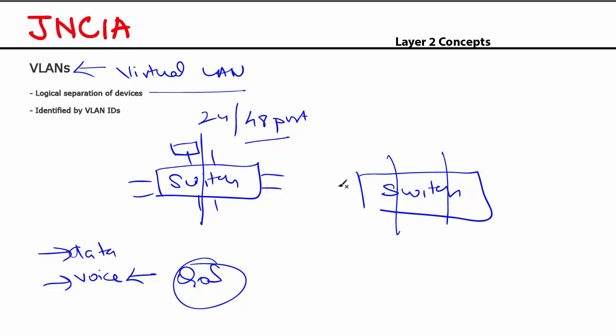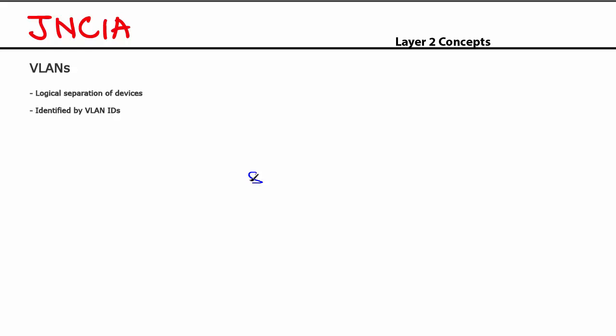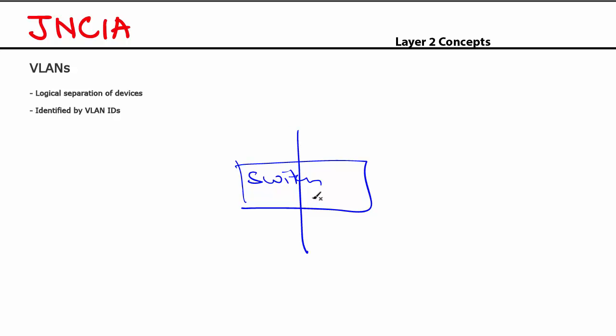Before we go further, let me clear the board. So I'm going to draw a switch again, which has been divided into two parts with the help of a VLAN. It is important to remember that every VLAN is a different network. So if this one is 192.168.1.0, this could be 192.168.2.0/24. So every VLAN is a different network in itself.